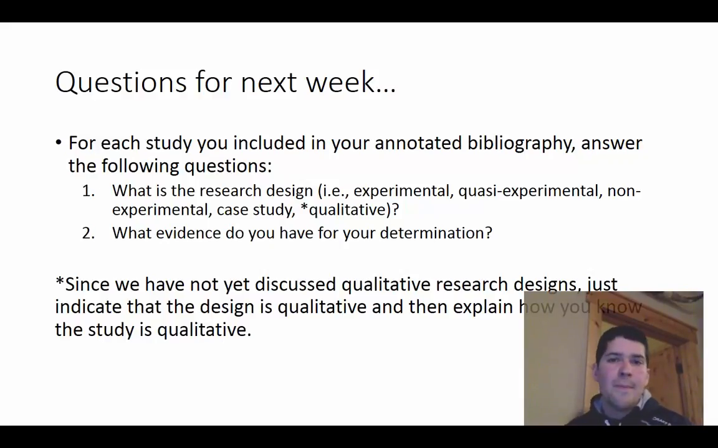For example, if you have a quasi-experimental design, you might say, well, they had two groups, but there was no randomization that actually happened. They used naturally occurring groups. So that's what I want you to do for the reading questions this week. They're related to your actual study. If anyone has any questions about anything, if I can clarify anything, please let me know.